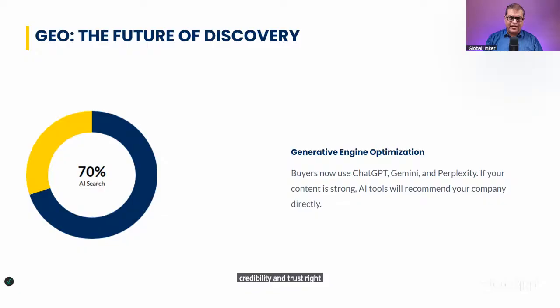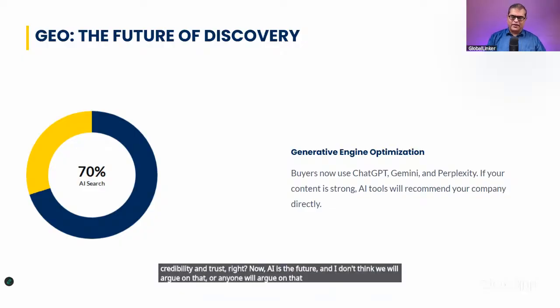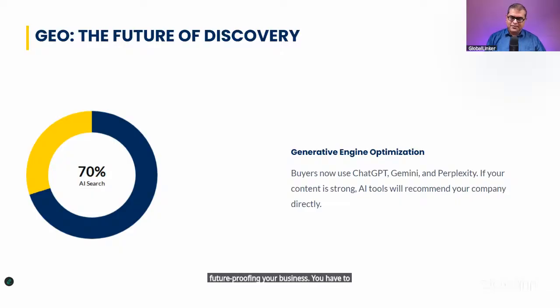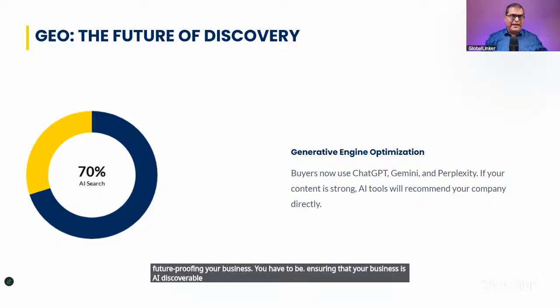Now, AI is the future, and I don't think anyone will argue on that. That's where buyers are now actively using ChatGPT, Gemini, etc. And that's where you have to be future proofing your business. You have to be ensuring that your business is AI discoverable. Now, to make your business AI discoverable, what is the most important asset that you have? Your website, so that ChatGPT understands your business. What is that one thing where you should be focusing?